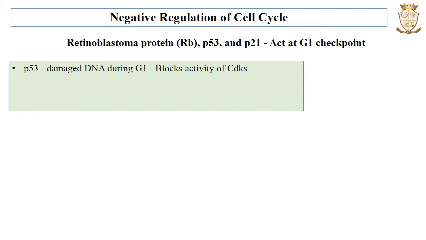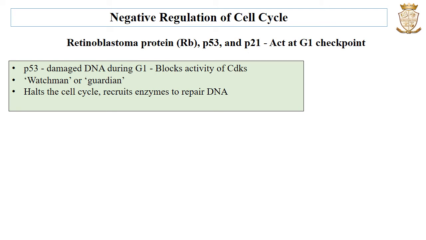P53 is a multifunctional protein. It acts when there is damaged DNA during G1 phase. The protein P53 blocks the activity of CDKs and has been dubbed the watchman or guardian because DNA damage in a cell is sensed by it. If damaged DNA is detected, P53 holds the cell cycle and recruits enzymes to repair the DNA. If the DNA cannot be repaired, P53 will trigger apoptosis.